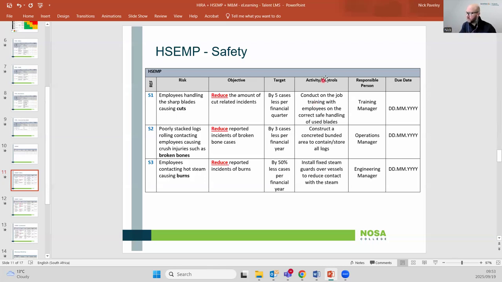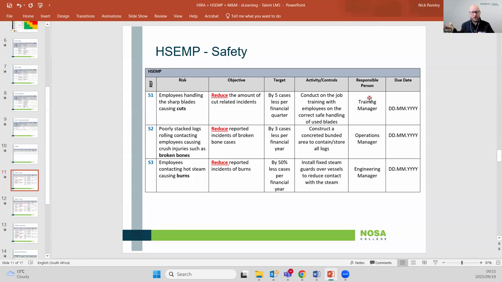Once you've done that, you're going to move on to the responsible person. This person must be of a management position because it is in fact a management plan. So we're looking at a management level title person. Preferably in industry, it will be an internal person.